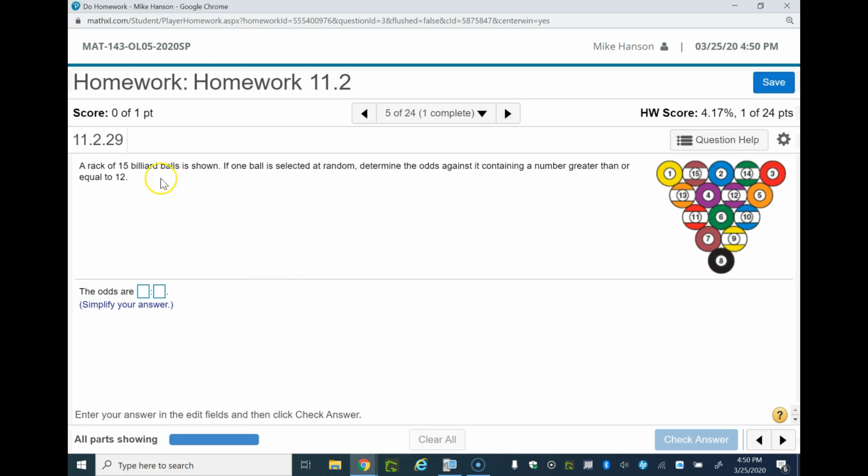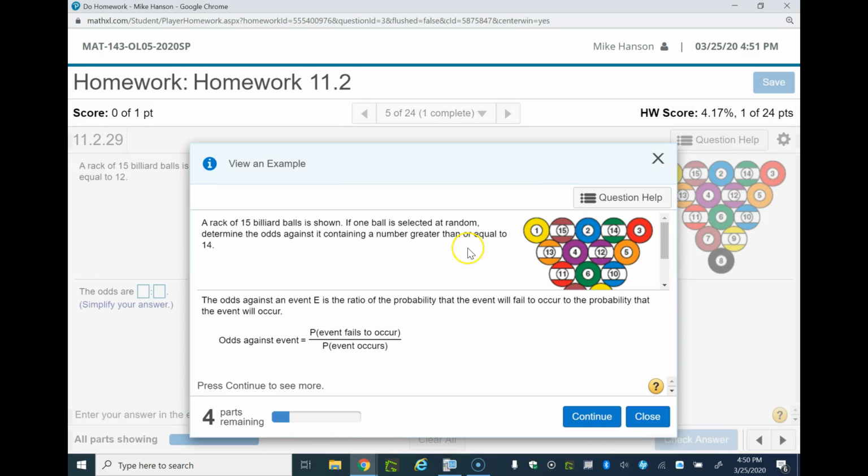So for this one here, if one ball is selected at random, determine the odds against, again, so remaining that the failure goes on top, success on the bottom, is containing the number greater than or equal to 12. So I'm going to actually view an example. I think it has the same question. Okay, this time it's going to be greater than or equal to 14.